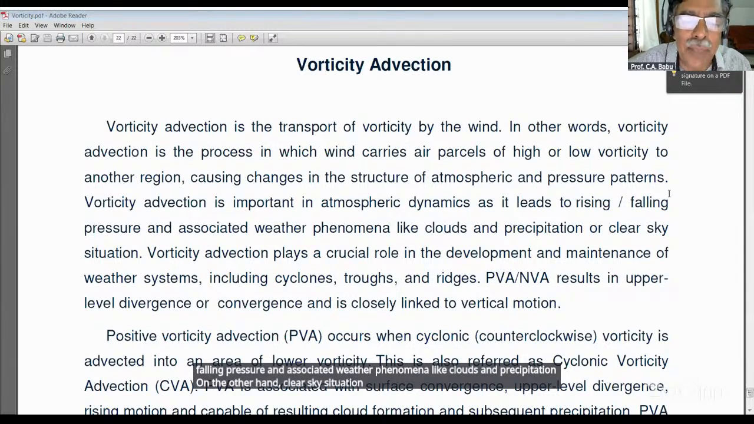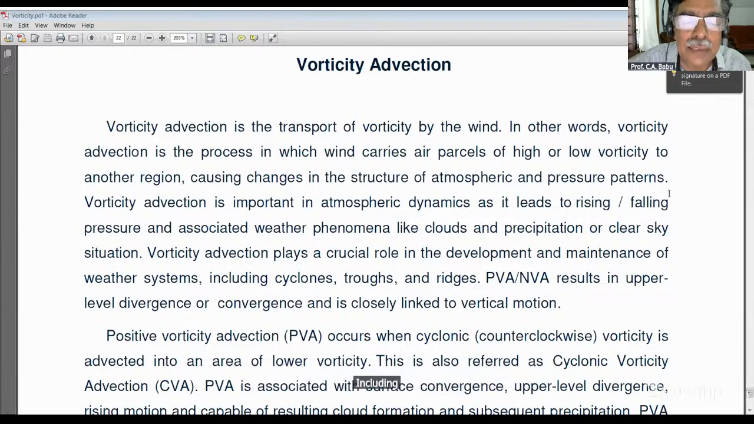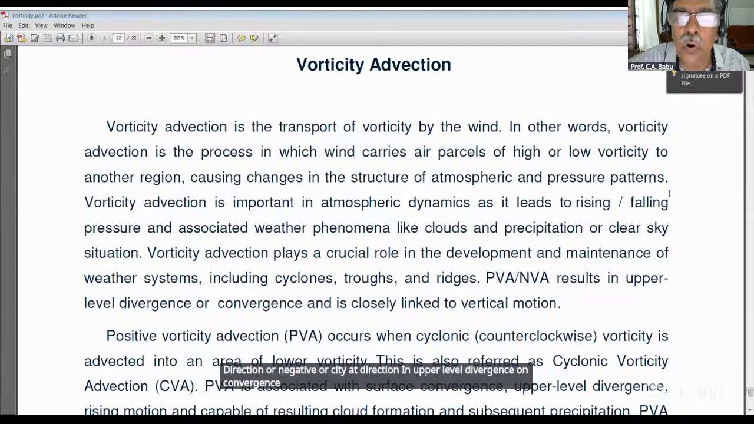Vorticity advection plays a crucial role in the development and maintenance of weather systems, including cyclones, low pressure areas, troughs, ridges, anticyclones, etc. Positive vorticity advection or negative vorticity advection results in upper level divergence or convergence and is closely linked to vertical motion.